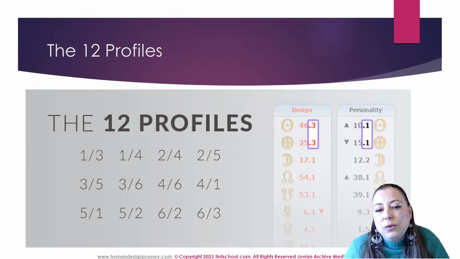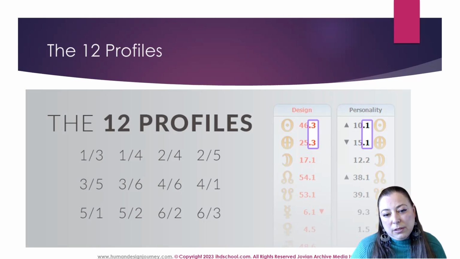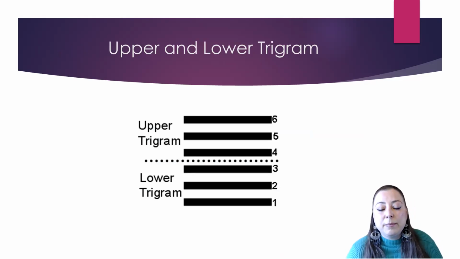So the 12 profiles, you can see which they are. And we're now going to look at them in different ways. So we have the lower and the upper trigram. The first, the second, and the third line are in the lower trigram.